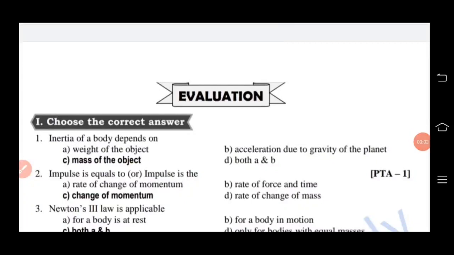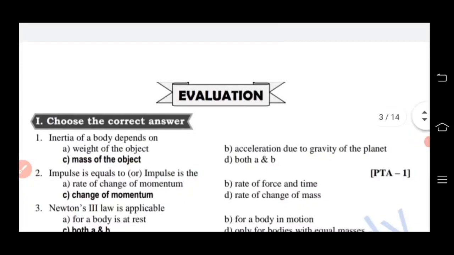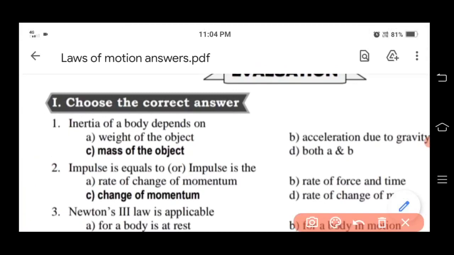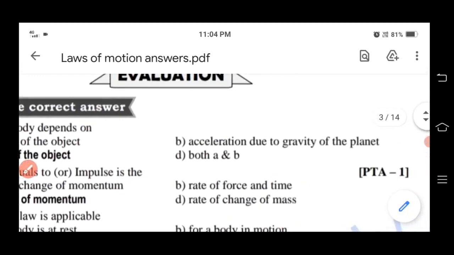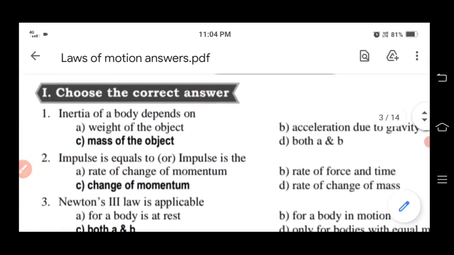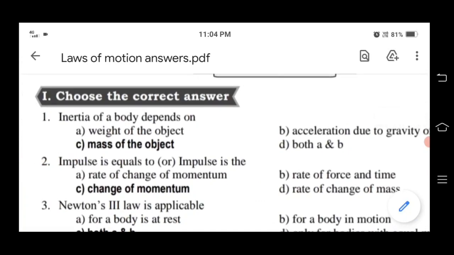Our next topic is choose the correct answer. First question. Inertia of a body depends on: option A, weight of the object; option B, acceleration due to gravity of the planet; option C, mass of the object; option D, both A and B. Students, answer is C. Inertia always depends on the mass of the body or object.